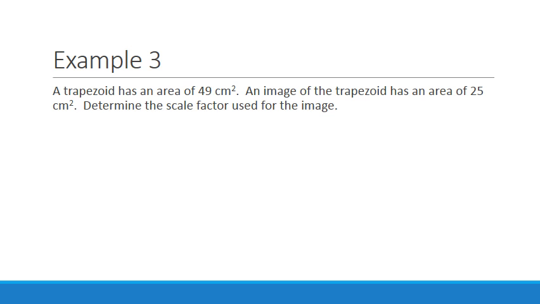Okay, let's look at our final example, example 3. A trapezoid has an area of 49 centimeters squared. An image of the trapezoid has an area of 25 centimeters squared. Determine the scale factor used for the image.